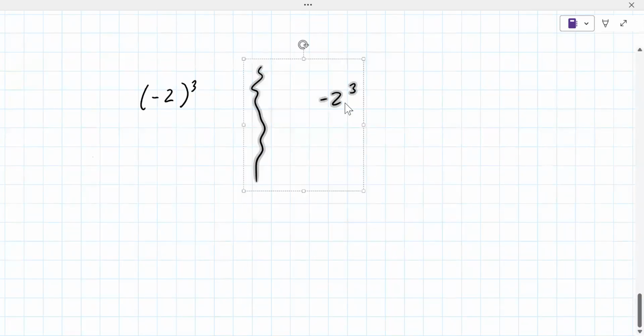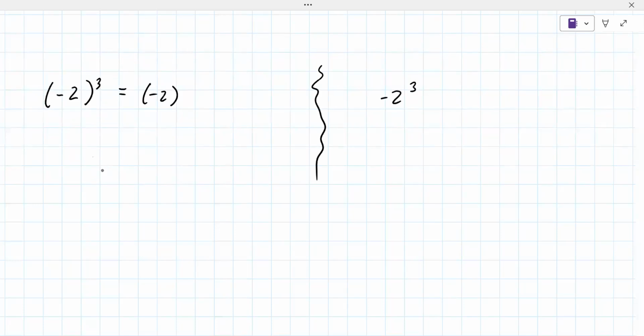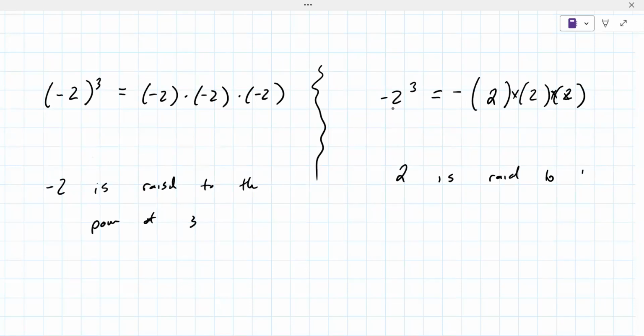And that's important because sometimes students just don't see visually that these are different. The one on the left here is -2 times -2 times -2. The one on the right is -2 times 2 times 2. So the difference is that on the left, the -2 is raised to the power of 3, and on the right, only the 2 is raised to the power of 3.